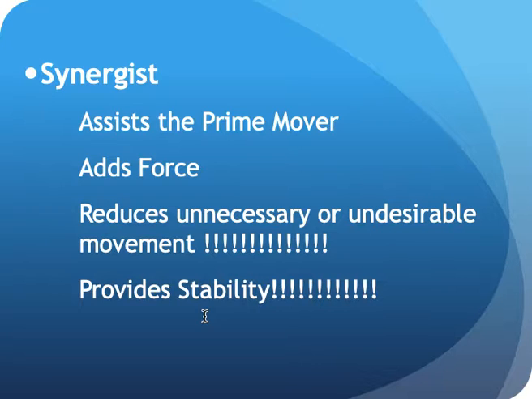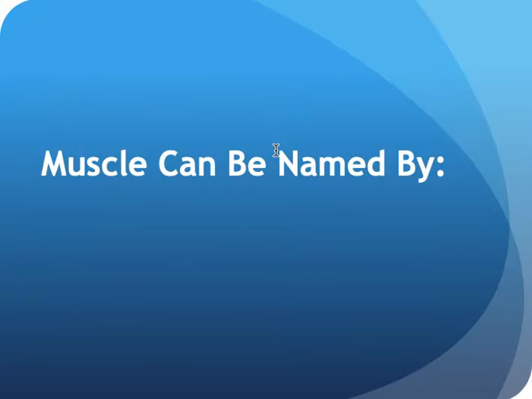So the prime mover is the one that does the main job. The antagonist is, again, the opposing muscle, and my synergist is the muscle that helps me and assists that prime mover.